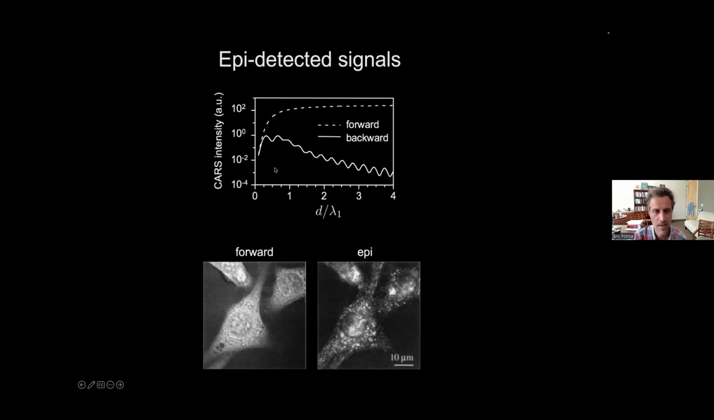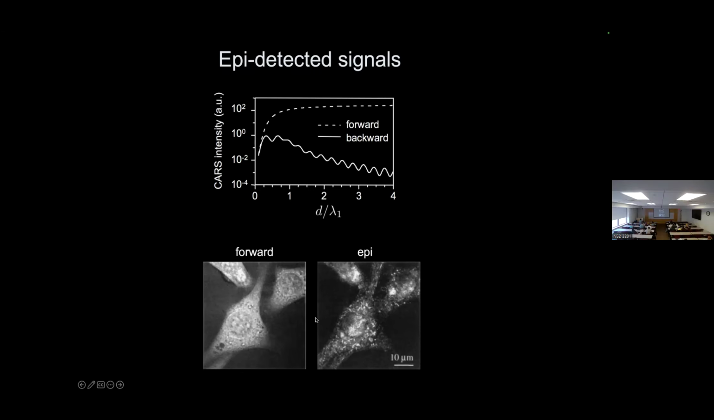In the backward direction, it grows too, goes up, up, up, up. Then maximum is achieved, and then it wiggles and goes down gradually. That's because it first grows, but then destructive interference is setting in and kind of destroying it. Then you get this oscillatory balance between constructive and destructive and constructive. And so eventually destructive wins, and you deplete the so-called epi signal, the backward signal.